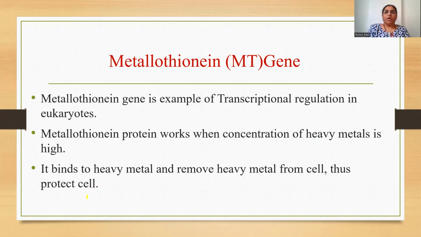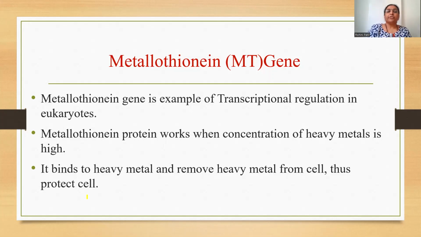Now there are a number of heavy metals. Whenever heavy metals enter into the cells, like silver, lead, or gold, these are the heavy metals, and when these heavy metals enter into the cell, what is going to happen is that the heavy metals may bind to the proteins which are present in the cell, and it is going to collapse the metabolism.